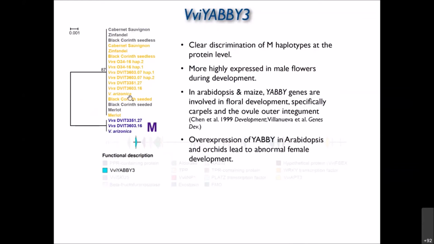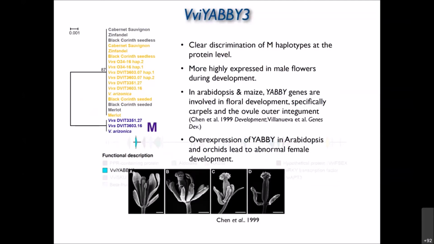That's what you'd expect. So in this phylogeny, it's highly expressed in male flowers, so we looked at gene expression for this region as well, and actually generated developmental series of flower development. What's really interesting about YABBY is that in Arabidopsis and maize, these genes are involved in floral development, especially the ovule. And we know that overexpression of YABBY in Arabidopsis and in orchids leads to abnormal female development. So there's ongoing work actually trying to confirm this inference. So far, all the evidence is pretty strong that it looks like this is, in fact, the female sterility gene. Oh, and here's just some Arabidopsis photos. We don't have to worry about those.